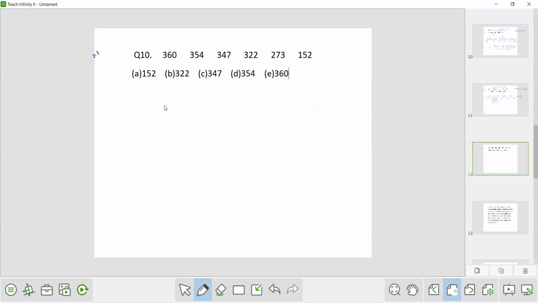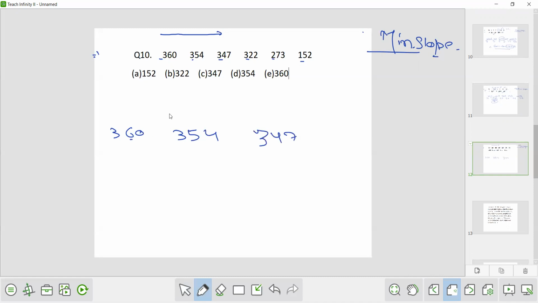Question number 10. 360, 354, 347, 322, 273, 152. This is a decreasing series. And in this series, something must be getting subtracted, because this is a concept on minimum slope. Now we will start from 364, 360, now 354, 347, like this.